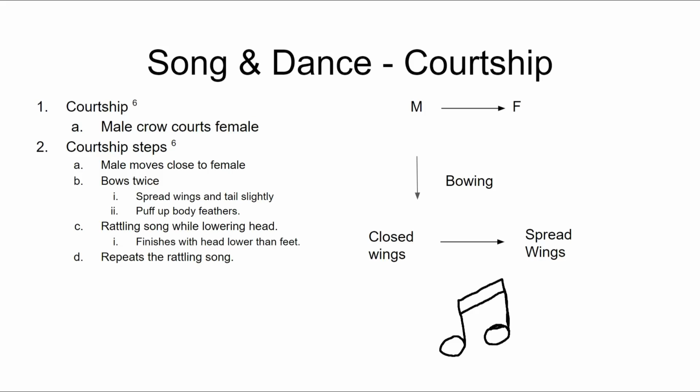The male closes the distance to the female. The male then bows twice, spreading their wings and tail and puffing up their body feathers. This is followed up by singing a rattling song while lowering their head and finishing when their head is lower than their feet. They repeat the song and the head lowering till they are accepted or rejected.